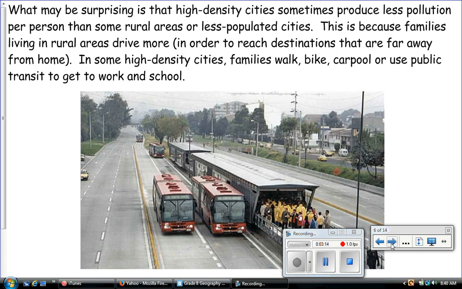What may be surprising is that high-density cities sometimes produce less pollution per person than some rural areas or less populated cities. This is because families living in rural areas drive more in order to reach destinations that are far away from home. In some high-density cities, families walk, bike, carpool, or use public transit to get to work and school.